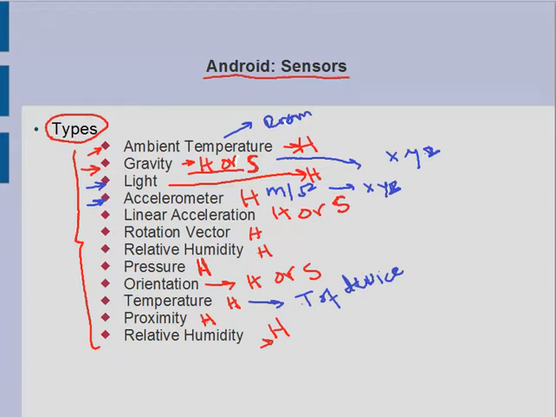And then comes the linear acceleration. This is also the acceleration in meter per second on all the three axes, x, y, z. So what is the difference between accelerometer and linear acceleration? This includes gravity, and this excludes gravity. This is minus gravity. This is without gravity. This linear acceleration is without the gravity. So that's the difference.